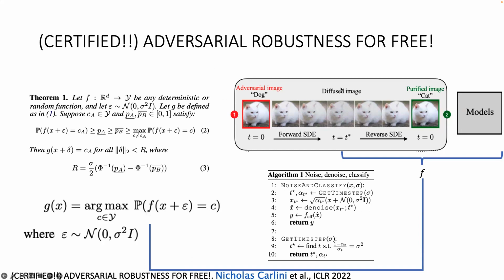We can simply use this diffusion-model-based pipeline without any retraining. We just use the off-the-shelf, pre-trained diffusion model and downstream models. Then it can provide you the certified robustness for free, because it intrinsically provides you this smooth classifier through the reverse process. This was proposed by Carlini and colleagues at the last ICLR.